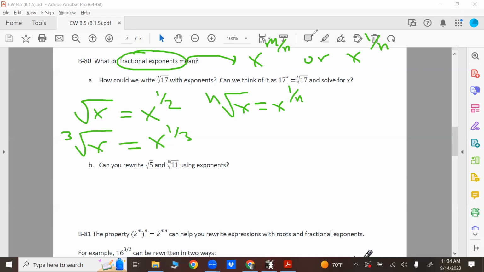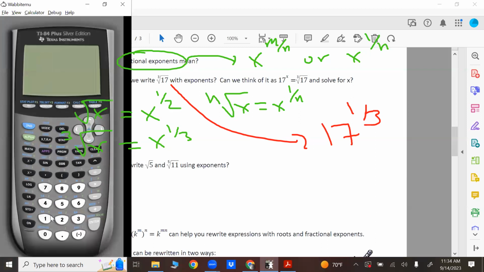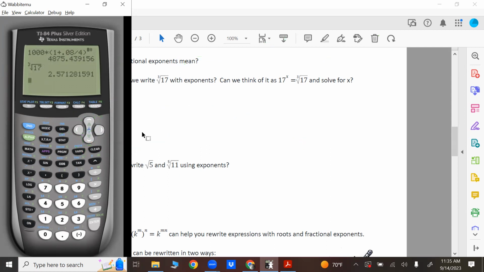So in this case, the cube root of 17 is going to be written like this: 17 to the 1/3 power. And I can even prove it to you in the calculator. If I do cube root, which is math option 4, 17, it's going to be this nasty number, right? If I do 17 raised to the 1/3 power, same thing. So totally the same thing.